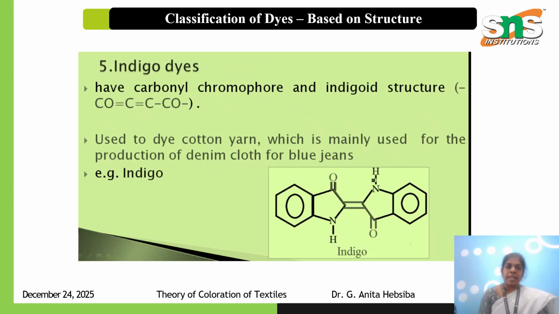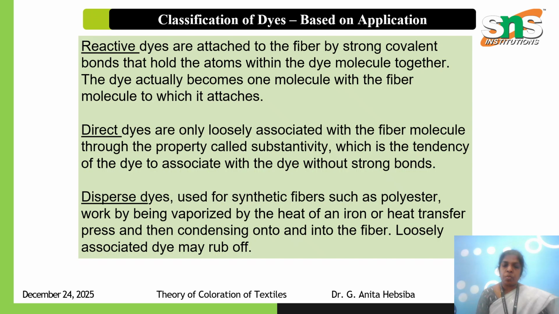Next one is indigo dyes. Indigo dyes are anciently used dyes. The natural indigo dye is indigo, which is used in the denim industry for dyeing blue jeans. It's a very famous dye. So here in indigo dyes, you have the carbonyl chromophore, and that is being added to the oxochrome, which will help in intensifying the color.